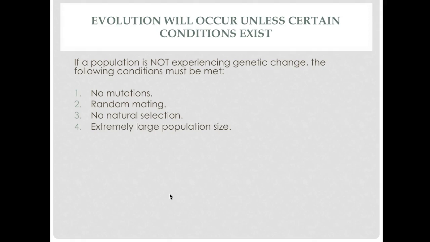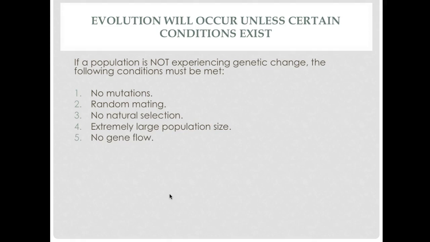Number 4 is extremely large population size. So the larger the population, the more stable the population. And the more stable, well, the less likely that any tiny changes could have any long-lasting impact. And then finally, the 5th one is no gene flow.